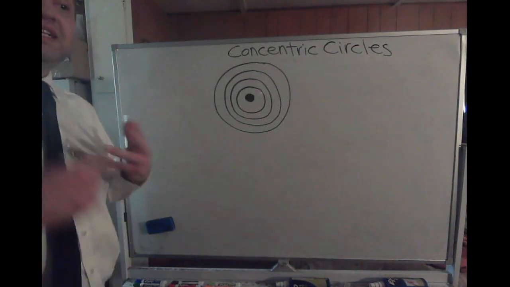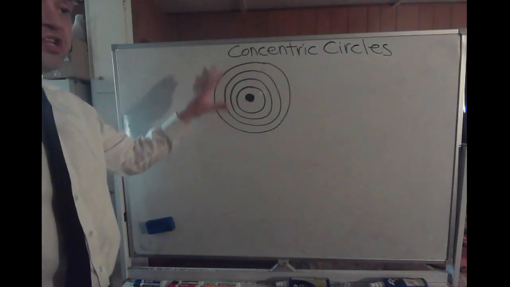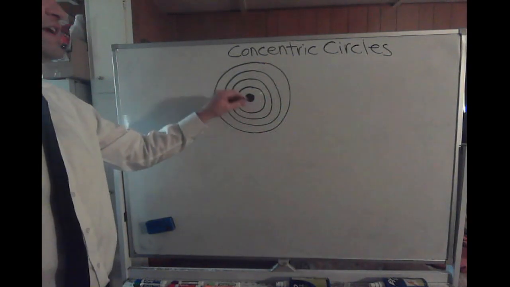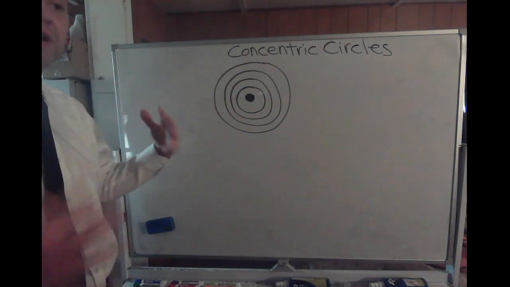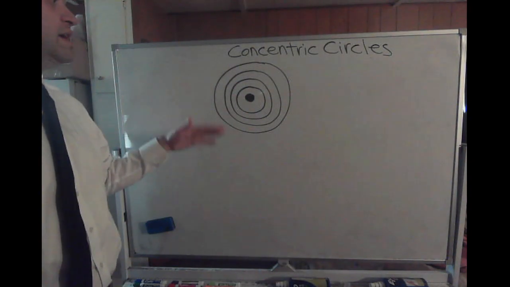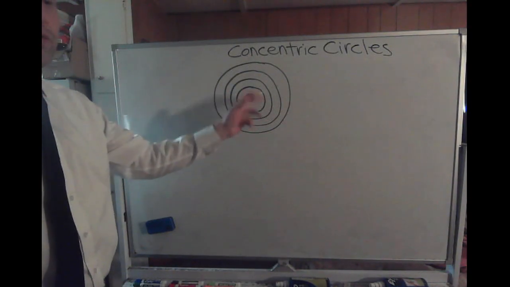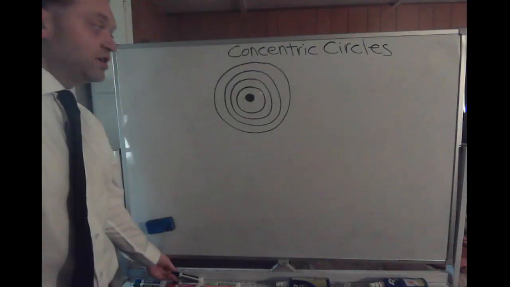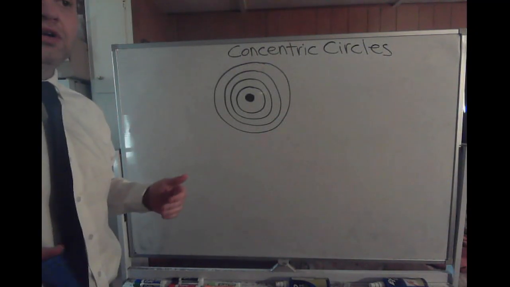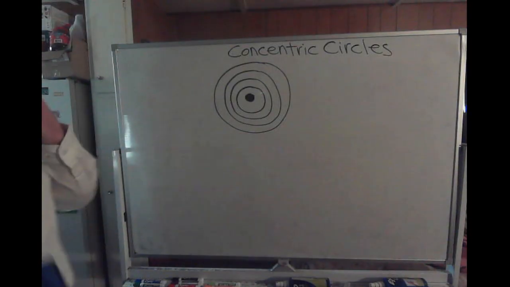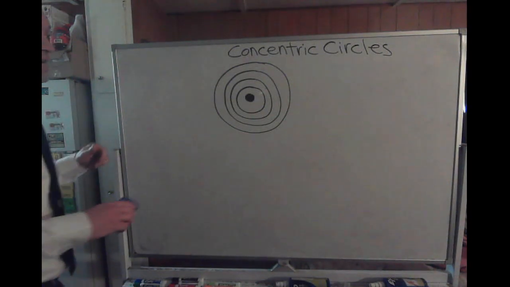Concentric circles have the exact same center for all of them, but they're all kind of wrapped around each other. You have a circle inside of a circle, inside of a circle, inside of another circle. It could be an infinite number of circles. But they all have the same center, but they have different radii. So they're definitely not congruent. But since they have the same center, they would be similar.